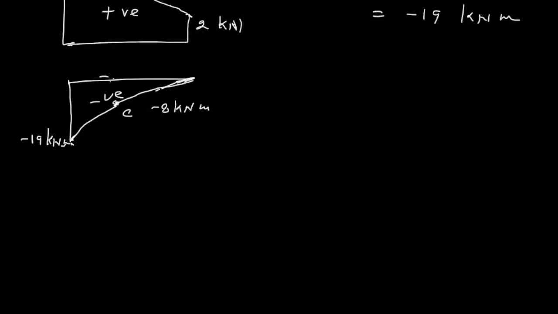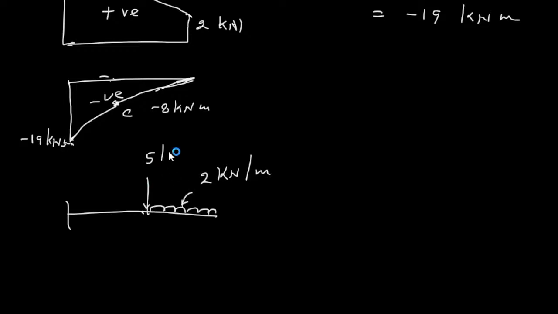One more cantilever problem. The total length of this cantilever is 4 meter. Up to 2 meter on the right side there is a UDL of 2 kilonewton per meter. This vertical point load is 5 kilonewton. This length is 2 meter from here, and the total length is 4 meter.